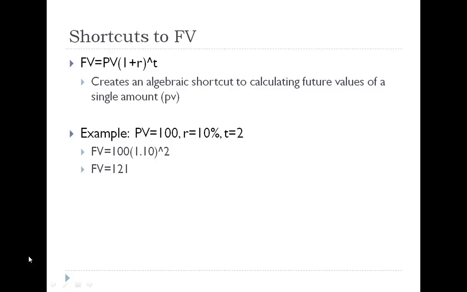And in this example, if you plug in the prior variables that we used earlier, you'll see that you wind up taking the $100 present value times 1.1, the 0.1 equaling the 10% interest, raised to the number 2, which would be the number of time periods, and when you solve that you get 121 future value.